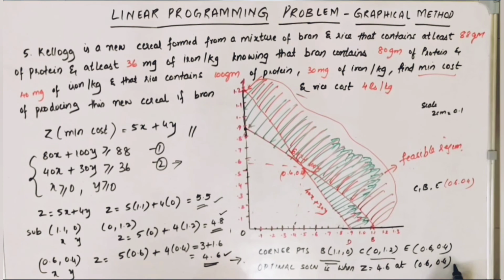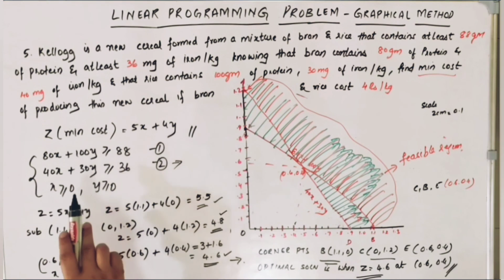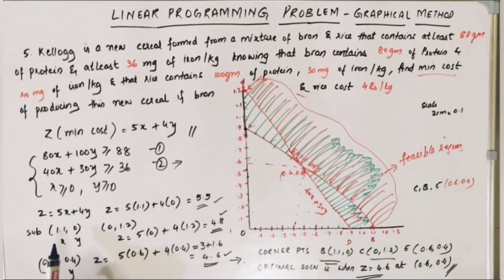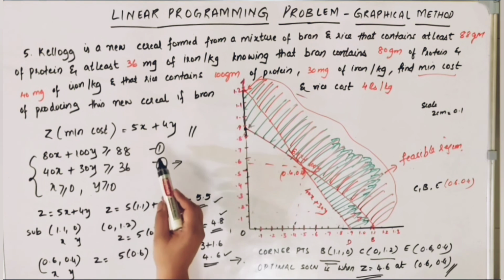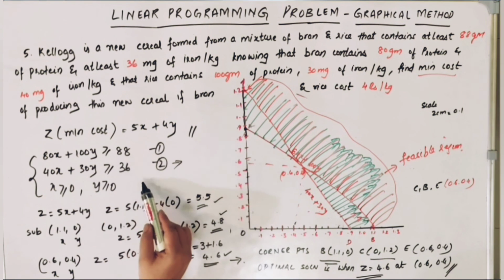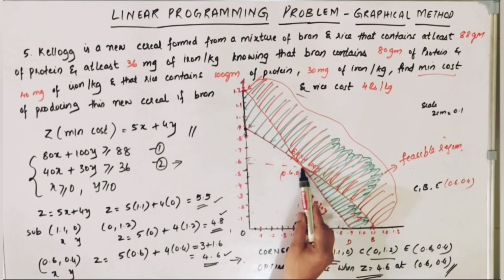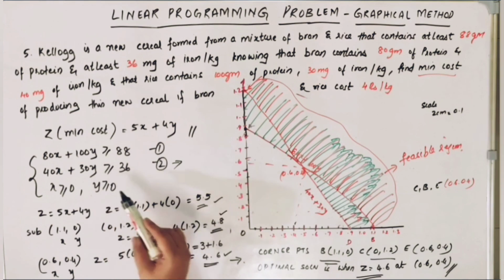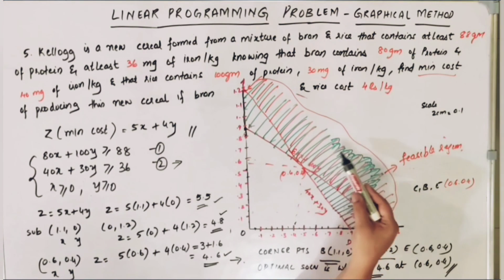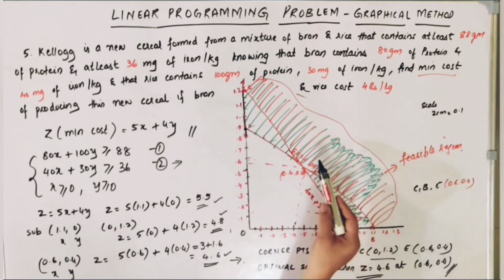So the optimal solution is when Z is equal to 4.6, and it occurs at x and y equal to 0.6 and 0.4. So to summarize, when we have to find the minimum cost for a linear programming problem, we first have to obtain the objective function, get the constraints, then assume x is 0 and y is 0 and get the points for both of these constraints. So 2 points for this constraint, 2 points for this constraint. Plot them in the graph, find the intersecting point. Since it is greater than or equal to, it will be outbound, away from the origin. Shade the region and take the overlapping region.